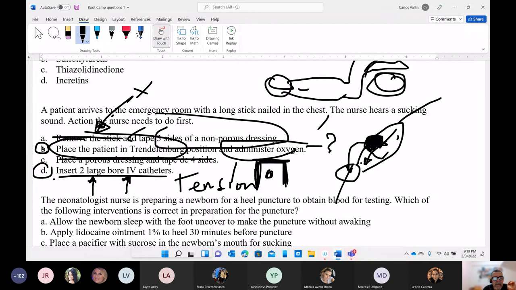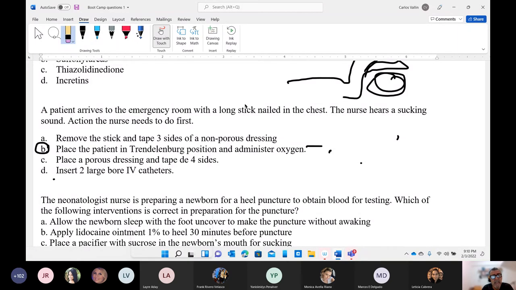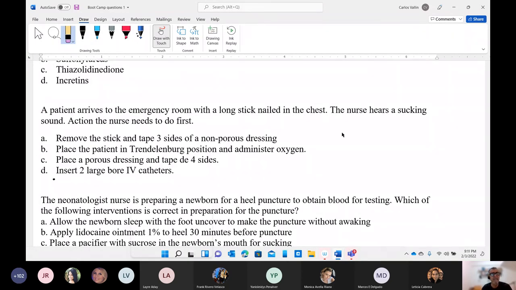But option B as in boy has the objection that this patient is not being favored with the Trendelenburg position, because the priority is the impairment of the chest, where the lung is. And the patient needs to be facilitated the respiration. The Trendelenburg position is something against respiration.